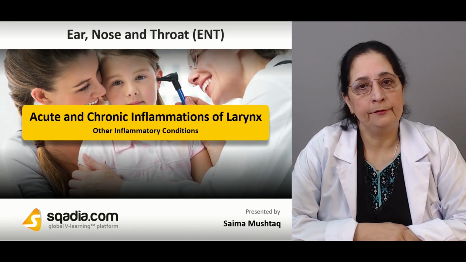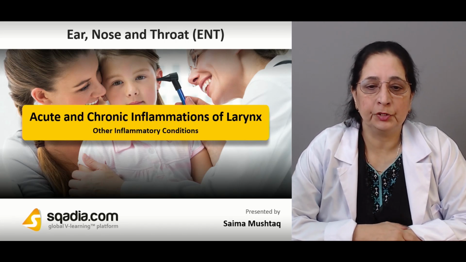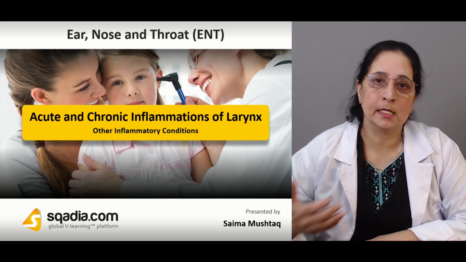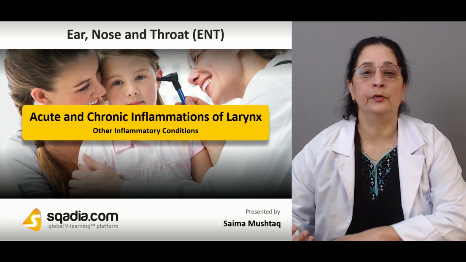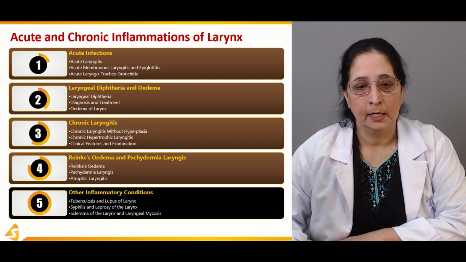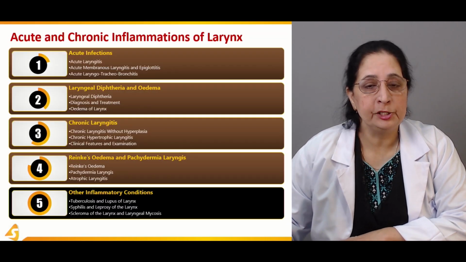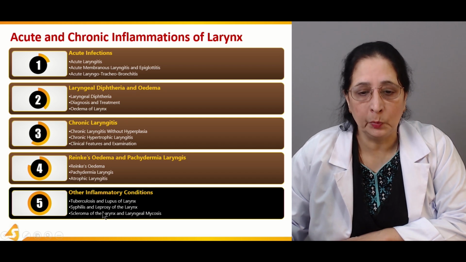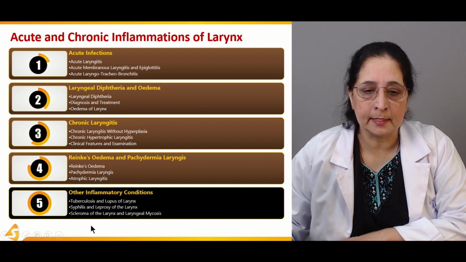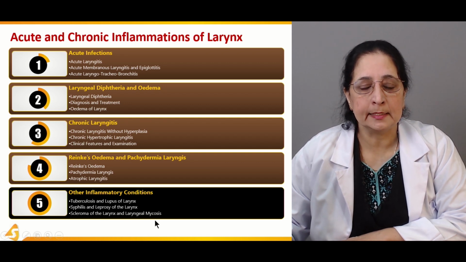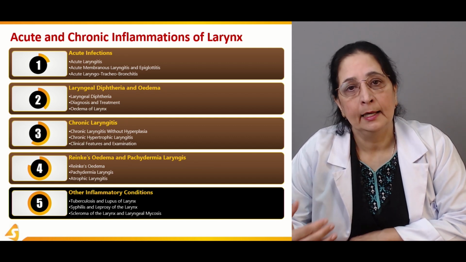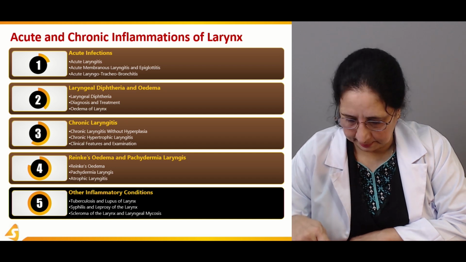Now, in our fifth and final section of the lecture, acute and chronic inflammation of the larynx, let's discuss some other common inflammatory conditions in which the larynx can become involved. These conditions will be tuberculosis and lupus, and also syphilis and leprosy of the larynx, scleroma of the larynx, and then laryngeal mycosis, which are the fungal infections that can involve the larynx.